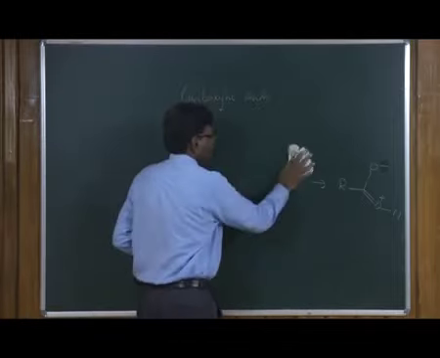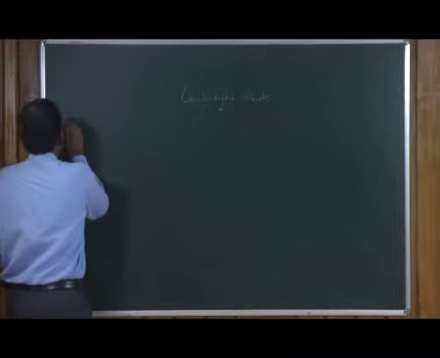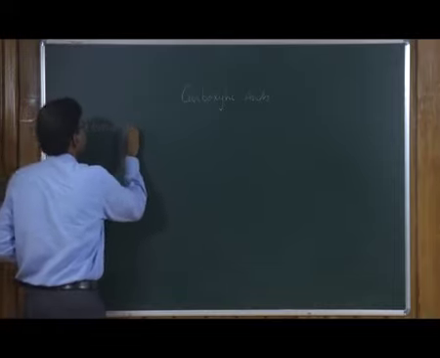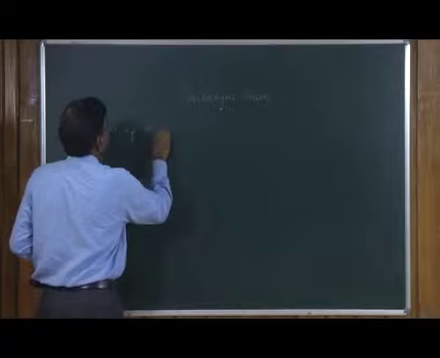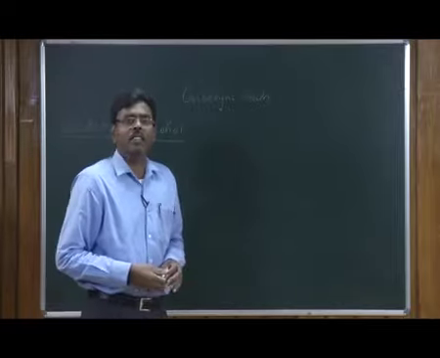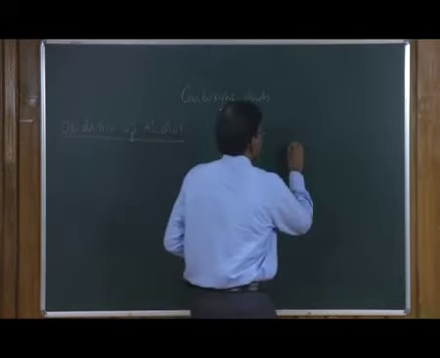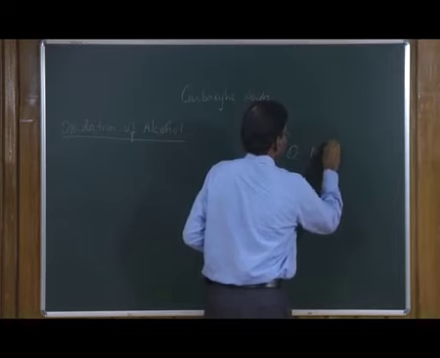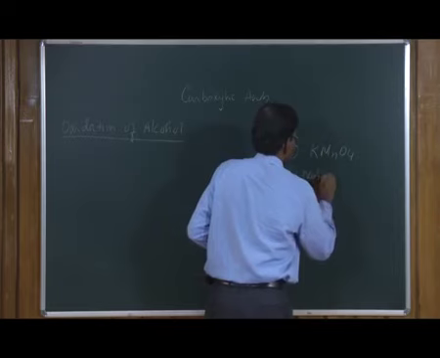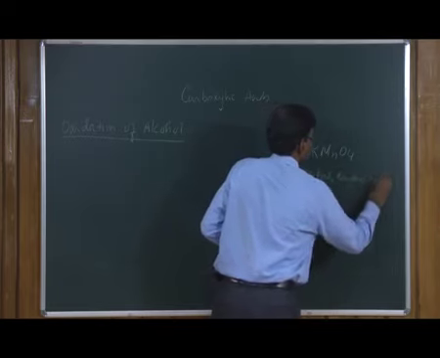Now, let us look at the preparation of carboxylic acids. The first example is oxidation of alcohol to carboxylic acid. Alcohols can be readily oxidized to carboxylic acid via aldehyde using KMnO4 in neutral, acidic or basic medium.